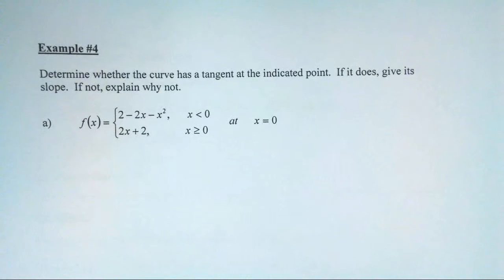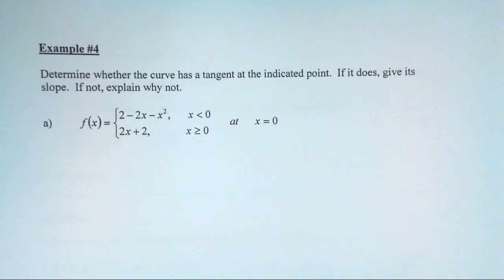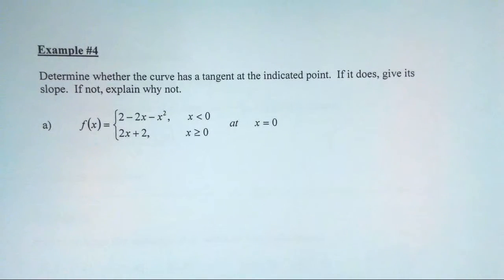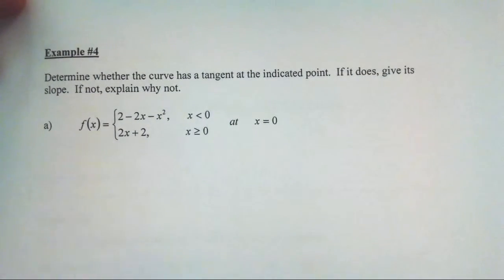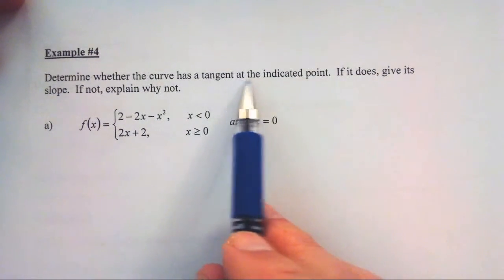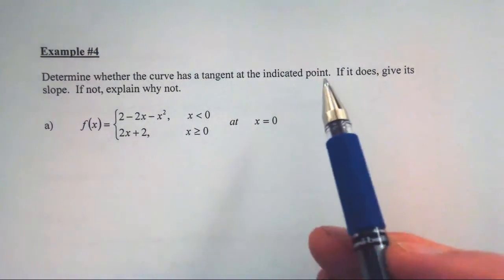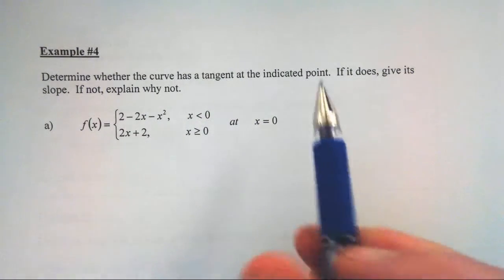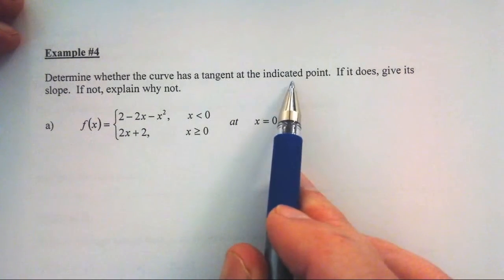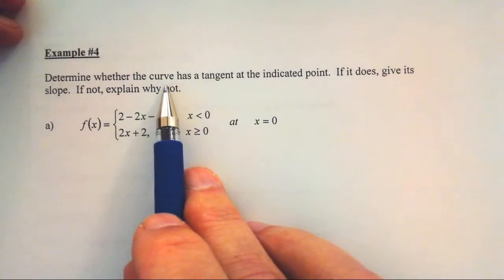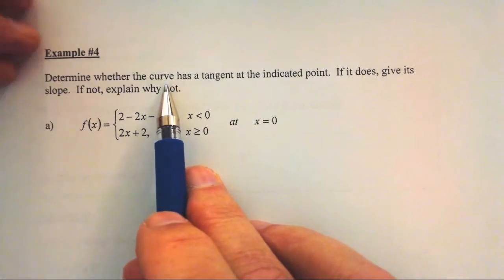I kind of like the way they're laid out in problems A and B, and you'll see what I'm talking about. Determine whether the curve has a tangent at the indicated point. I mean, how can it not have a tangent at some indicated point on a curve? Seems like it ought to have one anywhere.